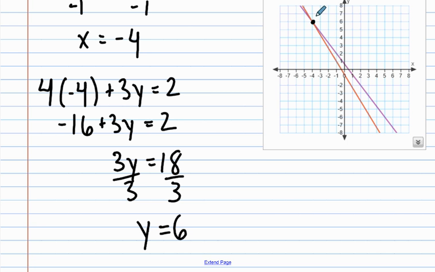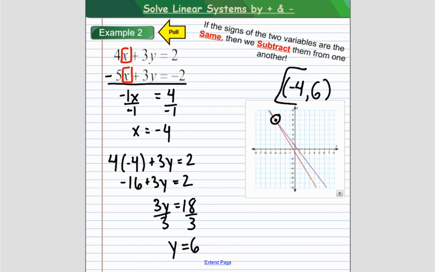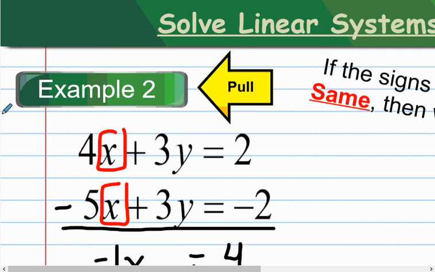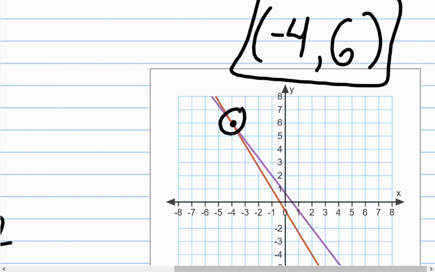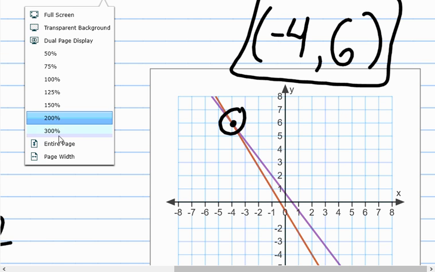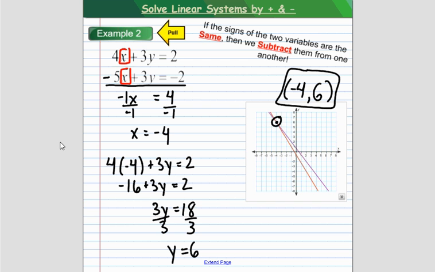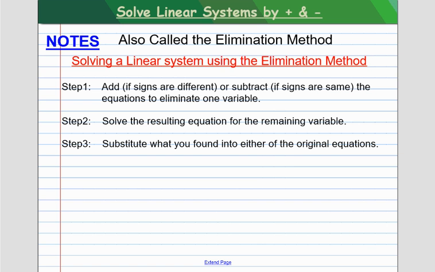Those two lines should be crossing at negative 4, 6. And indeed, they do, as I showed you in the picture just a second ago. They cross at negative 4, 6. Zoom it back out so you can see all the steps. So in this one I subtracted because my signs were the same. So here are the steps that we've been using. Then I'll have you try one.